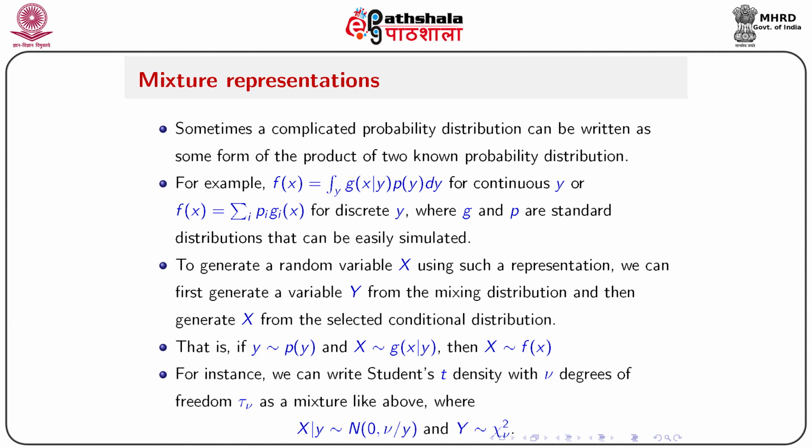That is, if y follows p(y) and x given y follows g(x given y), then x automatically will follow f(x). That is our intention for generating the random variate. For instance, we can write the student t density with v degrees of freedom as a mixture like above, where x given y is normal with mean 0 and variance v by y, and y follows chi-square with v degrees of freedom.